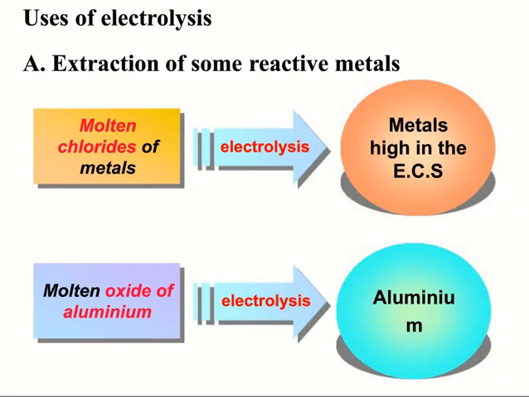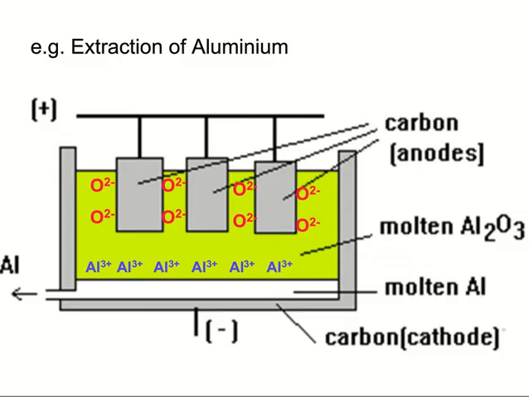Next, uses of electrolysis. Extraction of some reactive metals: molten chlorides of metals give metals high in the electrochemical series. Electrolysis of molten oxide of aluminium gives aluminium. Extraction of aluminium: in this diagram you observe a series of carbon anodes taken.